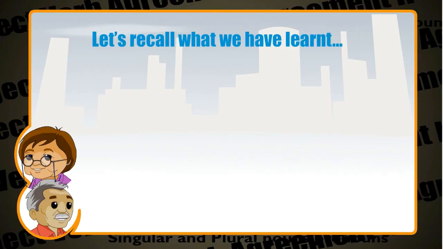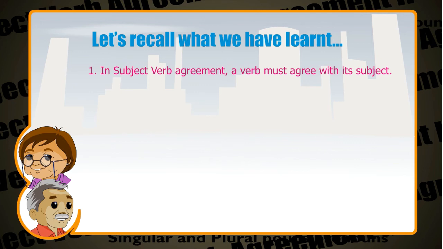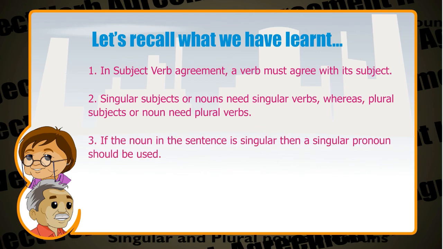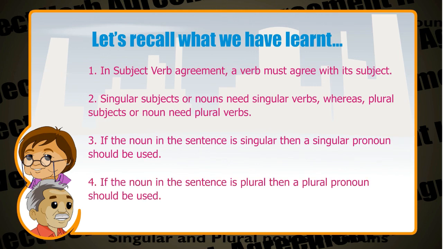Let's recall what we have learned. In subject-verb agreement, a verb must agree with its subject. Singular subjects or nouns need singular verbs, whereas plural subjects or nouns need plural verbs. If the noun in the sentence is singular, then a singular pronoun should be used. If the noun in the sentence is plural, then a plural pronoun should be used.